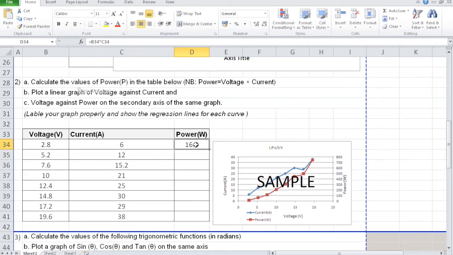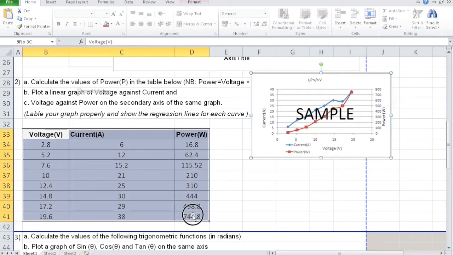You just calculate for one. You simply go to the bottom part until you get the black cross. Double click and it fills for the rest, irrespective of how many you've got. Now you've got voltage, current, and power. You are ready to plot your graph.